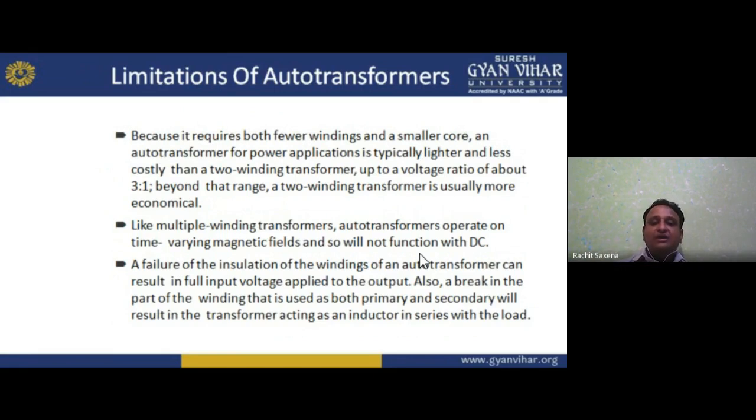Like a multiple winding transformer, auto transformers operate on a time varying magnetic field and so will not function with DC. A failure of insulation of the winding of an auto transformer can result in full input voltage applied to the output because of insulation breakdown. So primary and secondary both are in a single winding, so we get the same voltage in the output. Also a break in the part of the winding that is used as both primary and secondary will result in the transformer acting as an inductor in series with the load. So these are the limitations.